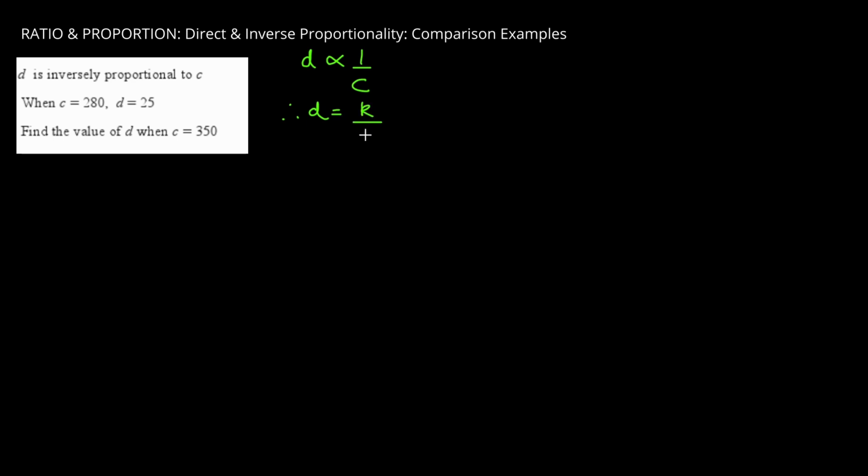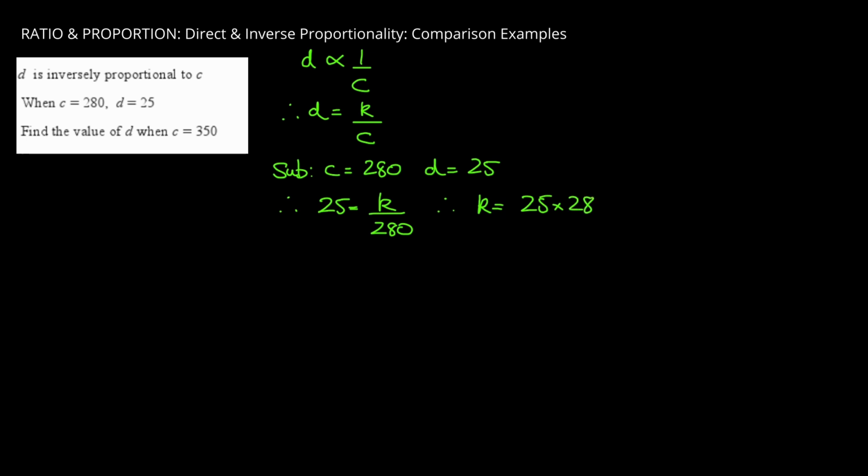That constant will be found by subbing C is equal to 280 and D is equal to 25. Therefore we get that 25 is equal to K over 280, and therefore k is equal to 25 multiplied by 280, which is equal to 7,000. It's always good when your answer is a really good clean number. It probably means you're on the right track.